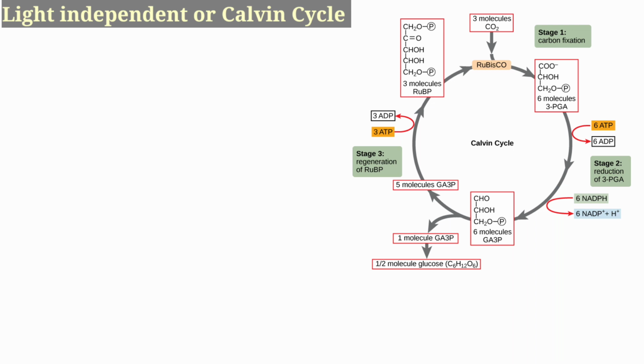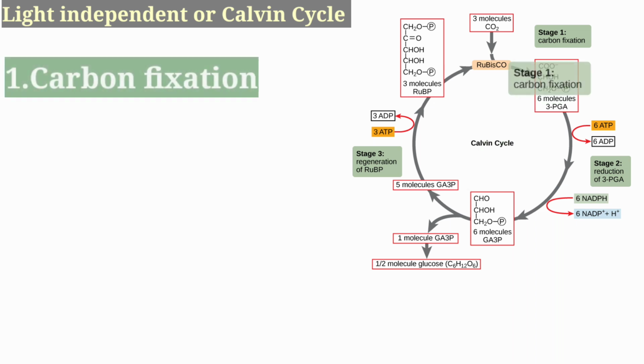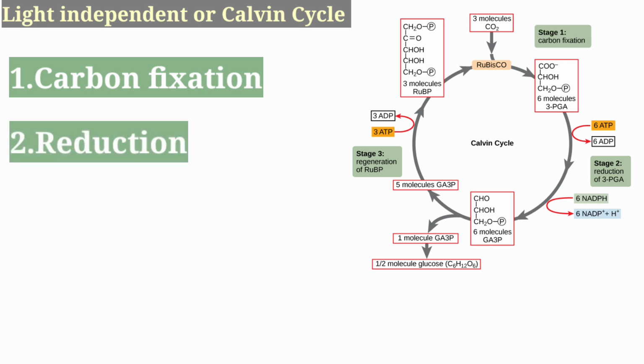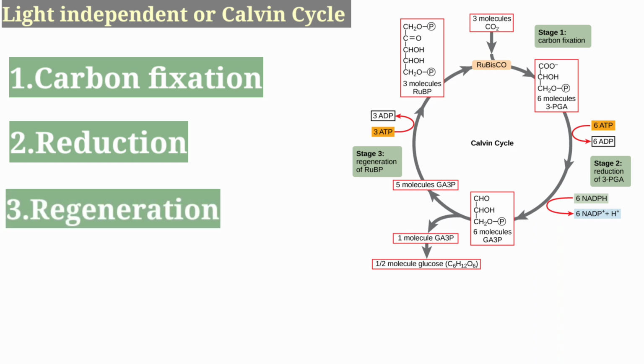The light-independent or Calvin cycle can be discussed under the following three headings. Number one, carboxylation or the fixation of carbon dioxide. Number two is the reduction phase. And number three is the regeneration phase. Now we will discuss all the phases of the Calvin cycle one by one.